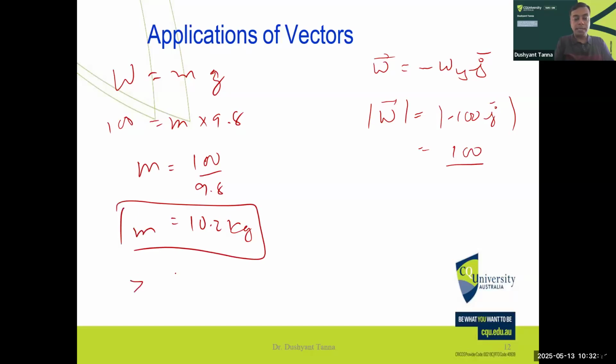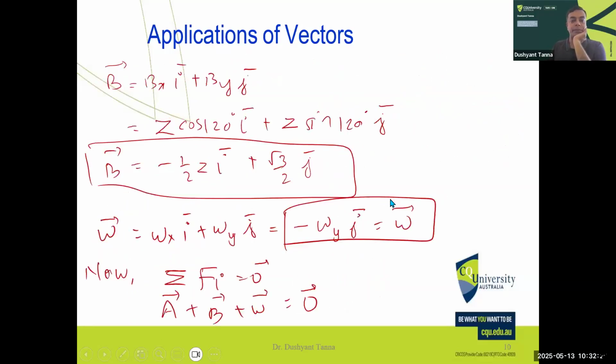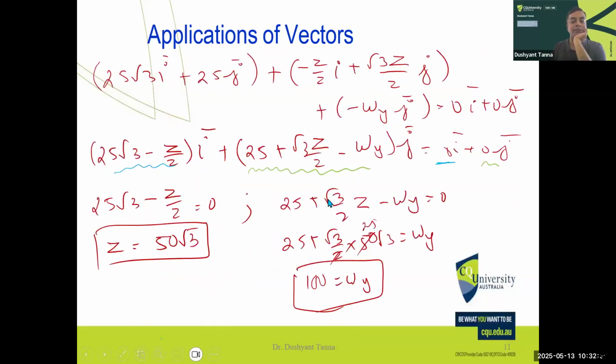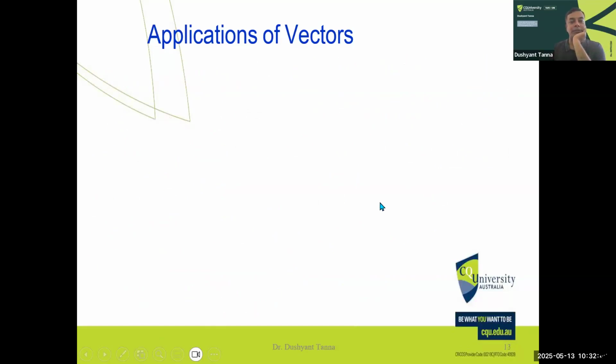Yeah, and I got the Z. How much was the Z? 50 root 3. So that's our question. The question asks you two parts. How much does the object weigh, the weight or the mass, and the pulling force Z. So we obtained the Z as well. Let's go to the next one.